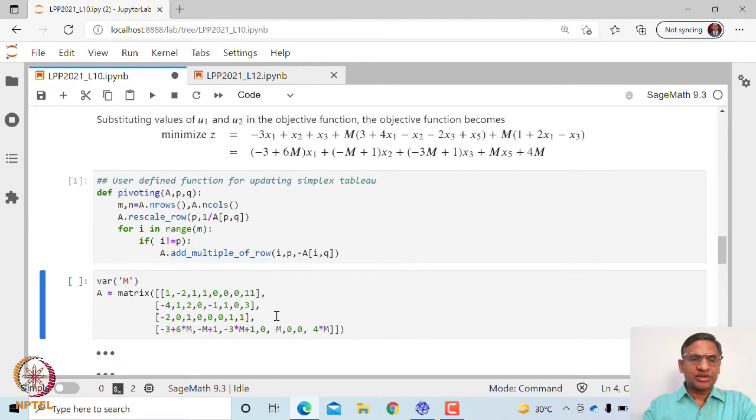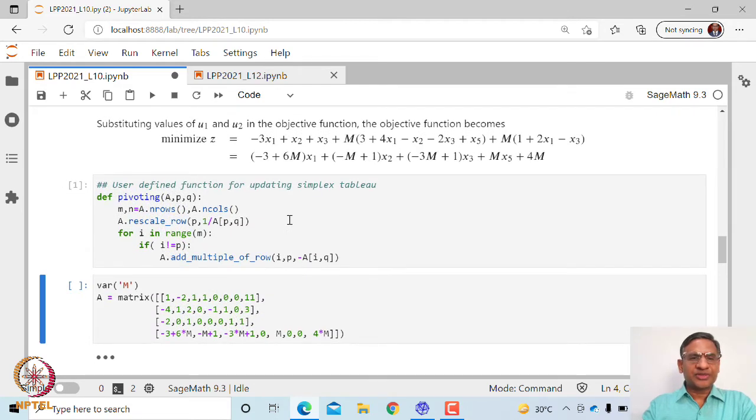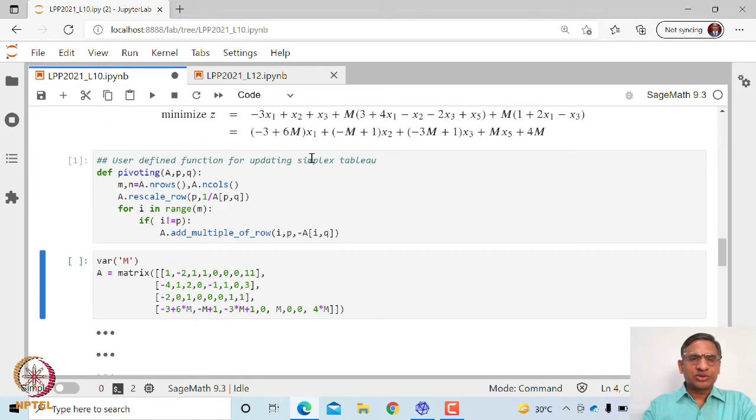The reduced cost coefficient will be negative since it is a minimization type. We don't have to take the negative of the coefficient of x1, x2, x3. So the last row, which is the reduced cost coefficient row, will have coefficients minus 3m plus minus 3 plus 6m, minus m plus 1, minus 3m plus 1, 0, m, 0, 0, 4m.